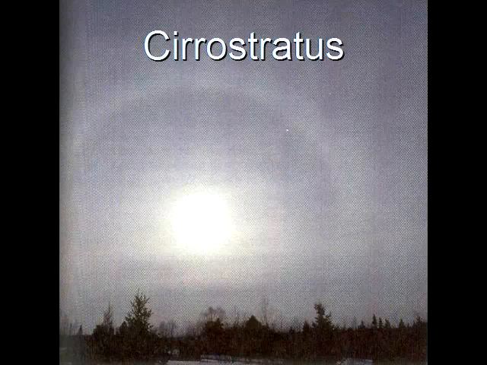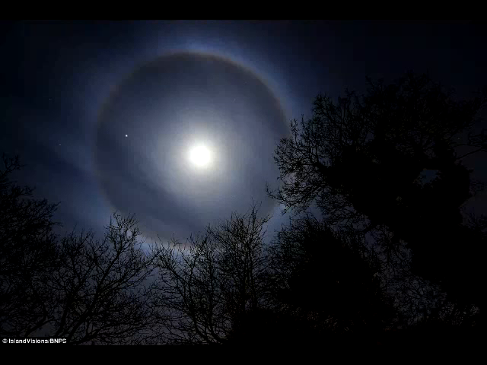Cirrostratus clouds occur when cirrus clouds stretch across the sky. They form a thin sheet of ice crystal clouds and give the appearance of a milky sky. Cirrostratus clouds may form a halo around the sun or moon, as entering light is refracted by ice crystals.